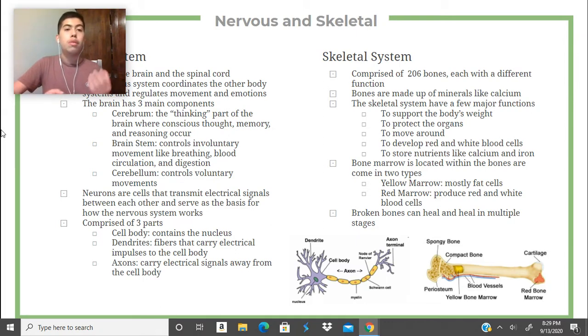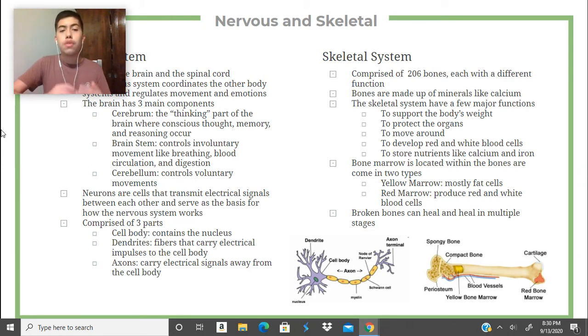Think of your skull, right? Your skull protects your brain, and a lot of bones in your body serve to protect these major organs. And then we have bone marrow, which is located within the bones, and there are two types: the yellow marrow, which mostly contains fat cells, and then red marrow, which is very important because it produces the red and white blood cells in our body.